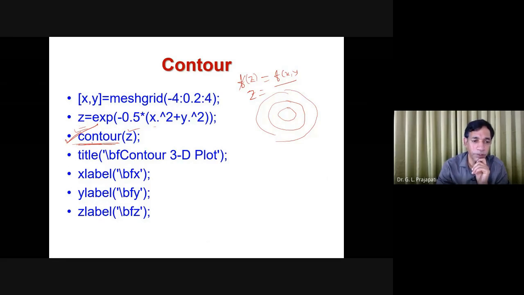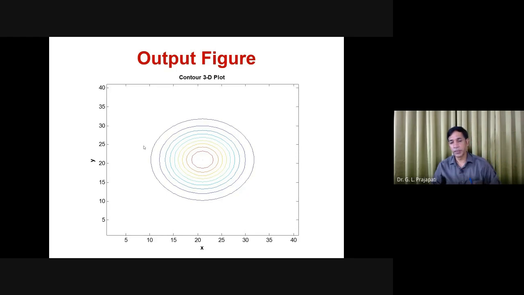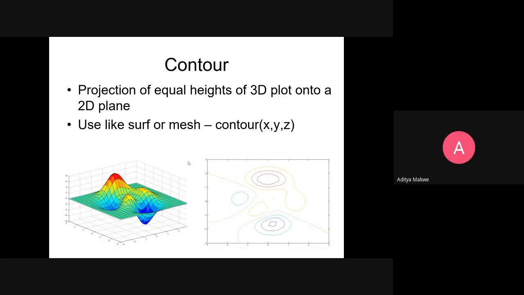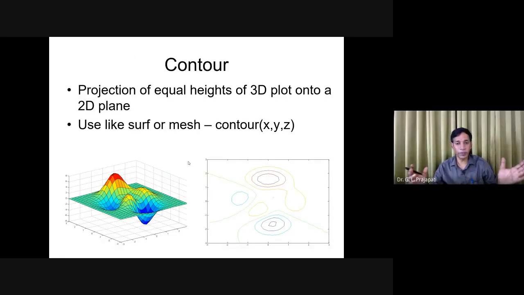So you have a situation like this, and you will have a graph like this. You know that at the top you have the red color, and at the bottom you see the blue colors. So the points are plotted. If you see it from the top, the points of equal heights are plotted. Now you can combine both contour and surf plot.